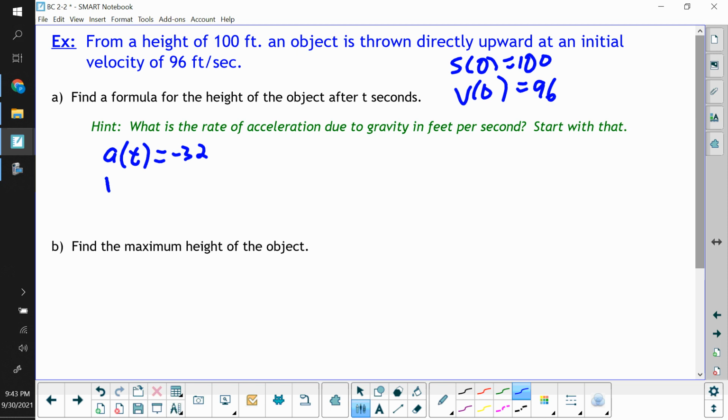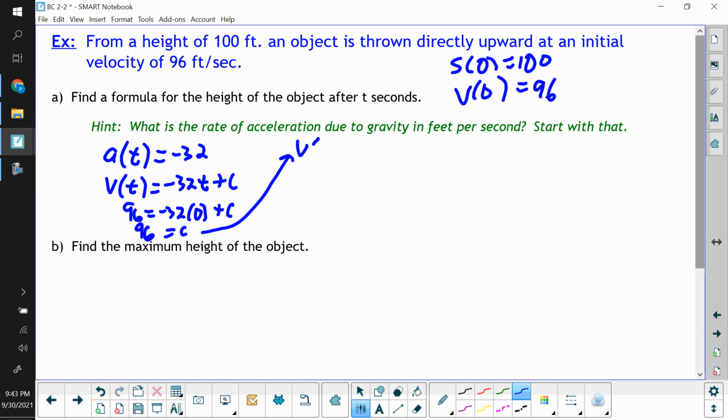So the first thing we'll do, we'll take the antiderivative, which would make it a velocity now, and we'd have negative 32t plus c. From there, we can use our initial condition for the velocity. So we'll have 96 equals negative 32 times 0 plus c. So c ends up just being 96. So coming up here, that means that v of t, our actual equation, is negative 32t plus the 96.